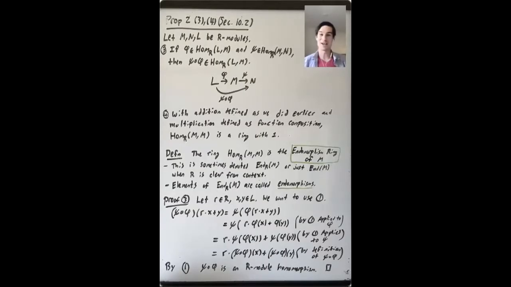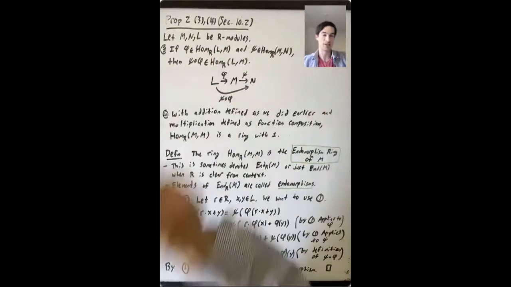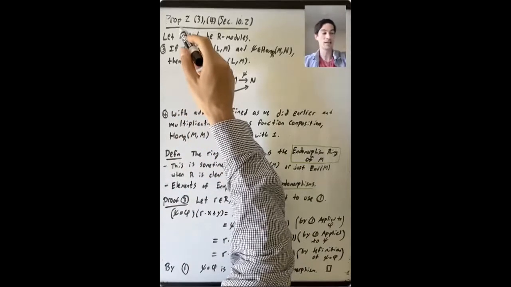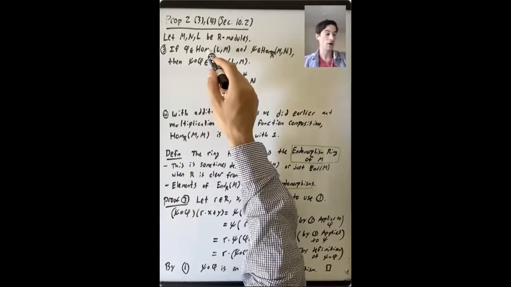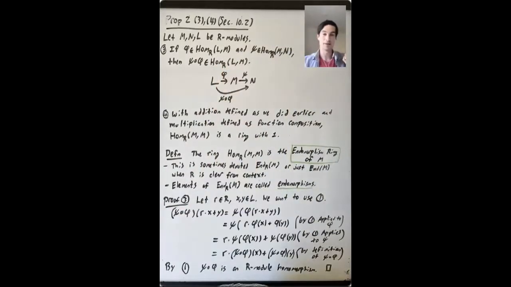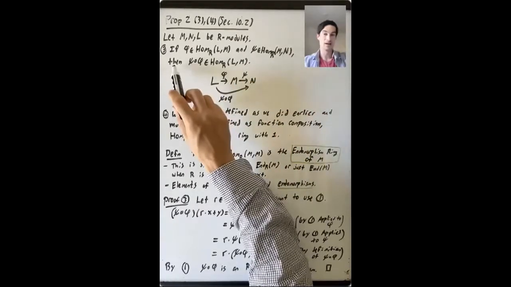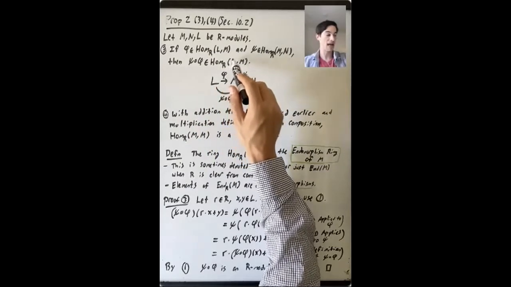Let's continue our discussion of the structure of the set of all R-module homomorphisms between M and N. We'll prove the last two parts of proposition 2 in section 10.2. And the first part focuses on composing R-module homomorphisms. So let's say M, N, and L are all R modules. If you have phi, an R-module homomorphism from L to M, and psi, an R-module homomorphism from M to N, then psi following phi is an R-module homomorphism from L to N.